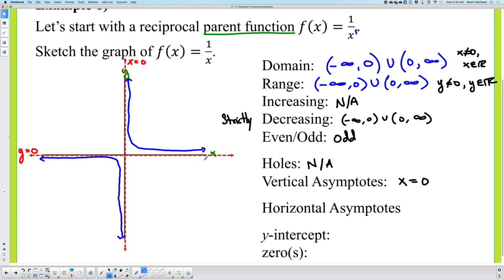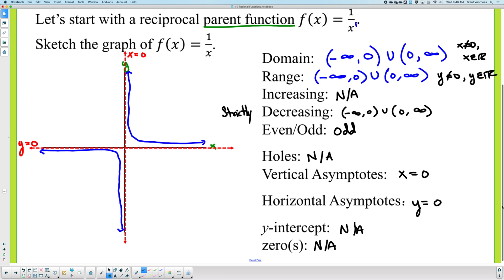What about the horizontal asymptote? Y equals 0. Oops, forgot the colon there. Y equals 0. Do we cross the y-axis? No. Does this have any zeros? No. You got it.